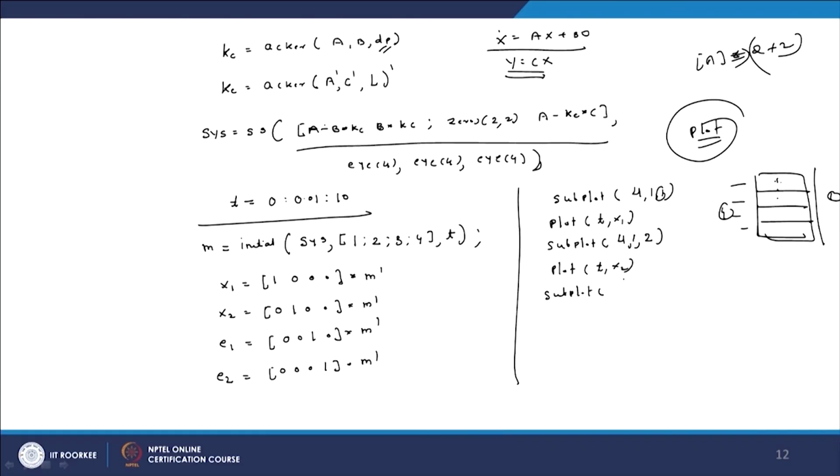Similarly, for errors e1 and e2 we can write subplot 413 plot t comma e1. Then we can write the command subplot 414 plot t comma e2. So, using this concept, you can get the response of all states as well as the errors.